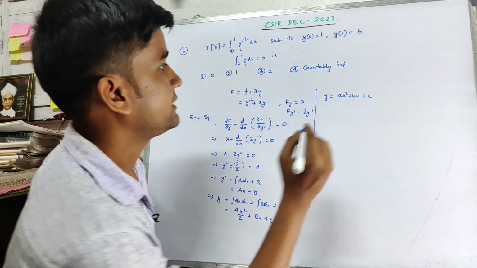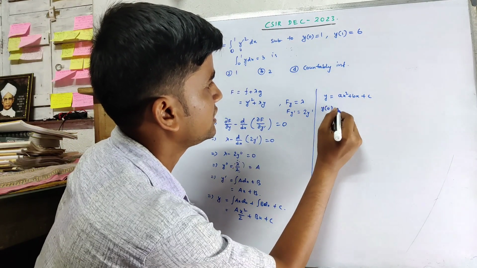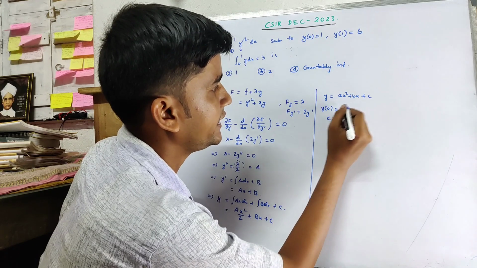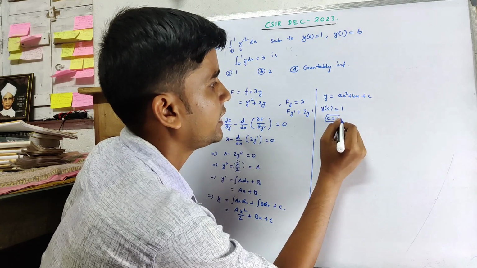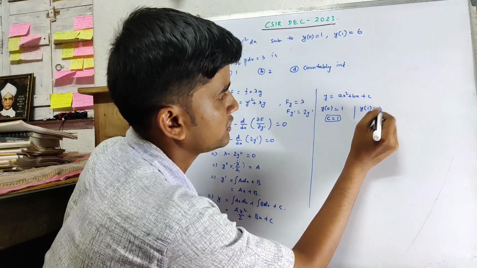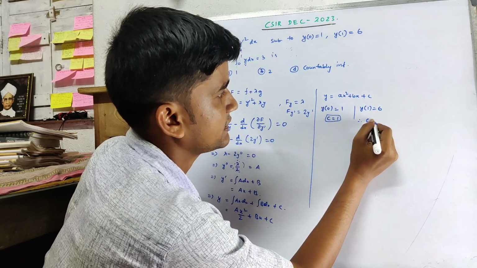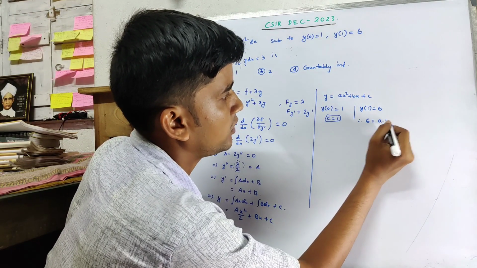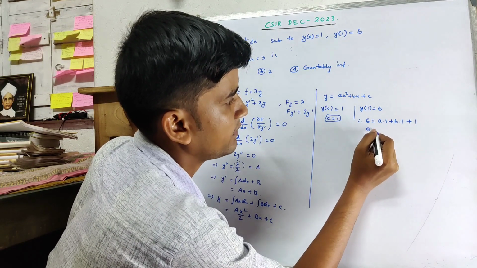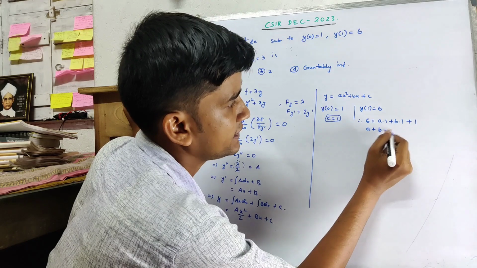Now it is given y of 0 is equal to 1. If we put y(0) equal to 1, then we definitely get c equal to 1. And if we write y(1) equal to 6, then 6 equals a into 1 plus b into 1 plus c, where the value of c is 1. So this implies a plus b is equal to 6.